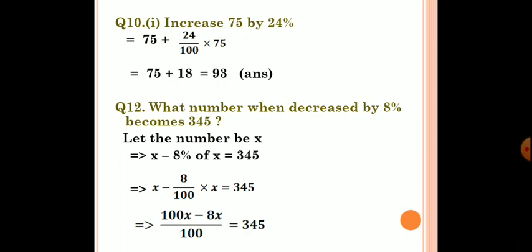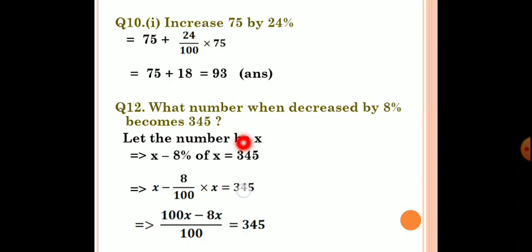Next, question number 10. Increase 75 by 24%. So I have to increase 75 by how much? By 24%. So we can write it as 75. Now it is increase, that means plus. If it was mentioned as decrease, it will be minus. So 75 plus 24% of 75. Okay, so 75 we write as it is, plus 24% of 75 is 18. Now add this to 75, 75 plus 18, 93 is my answer. So when we increase 75 by 24%, we will get 93.